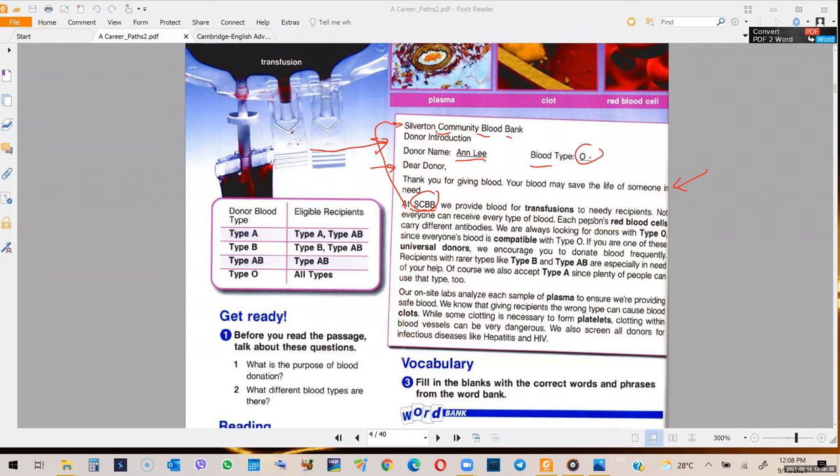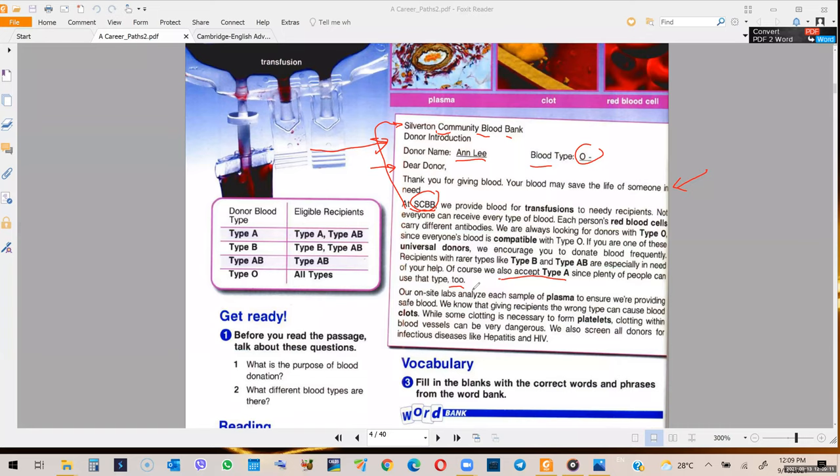Not everyone can receive every type of blood. Each person's red blood cells carry different antibodies. We are always looking for donors with type O. Since everyone's blood is compatible with type O, if you are one of these universal donors, we encourage you to donate blood frequently. Recipients with rare types like type B and type AB are especially in need of your help. Of course, we also accept type A, since plenty of people can use that type too.